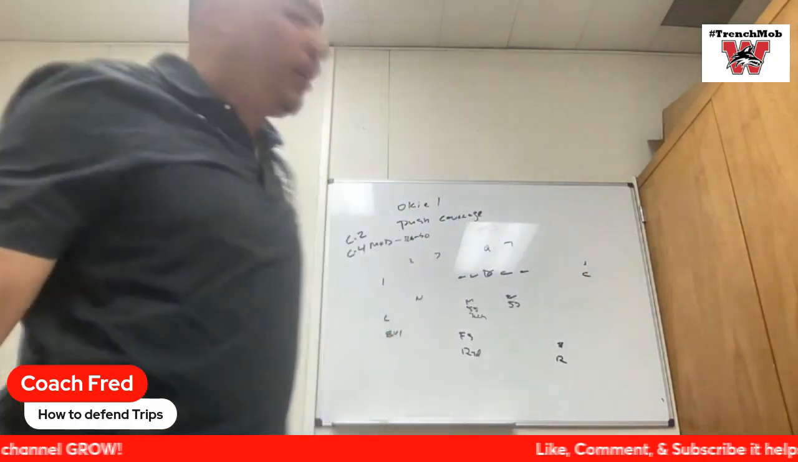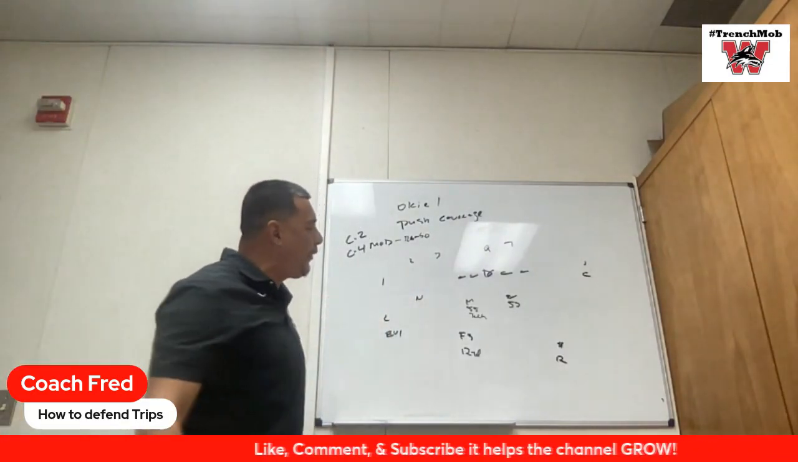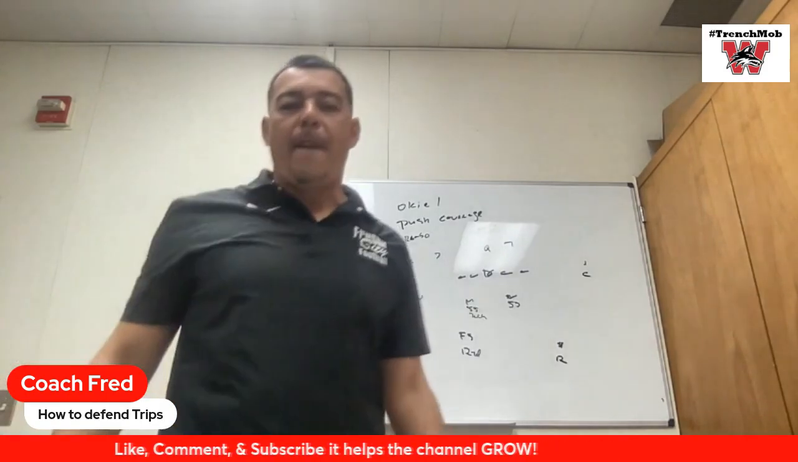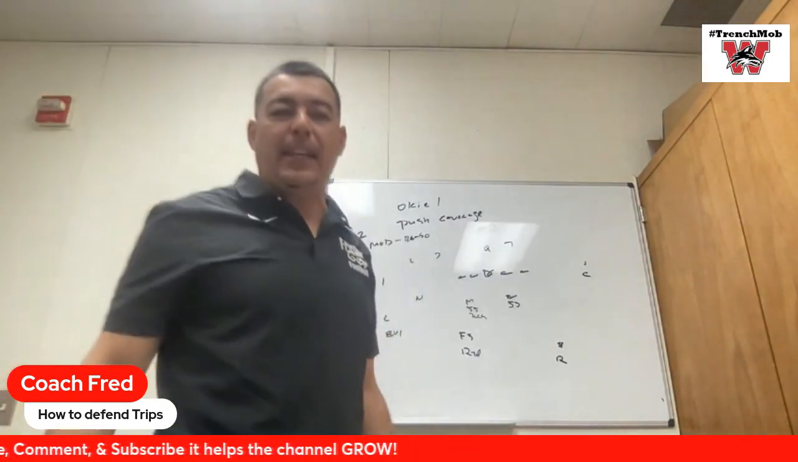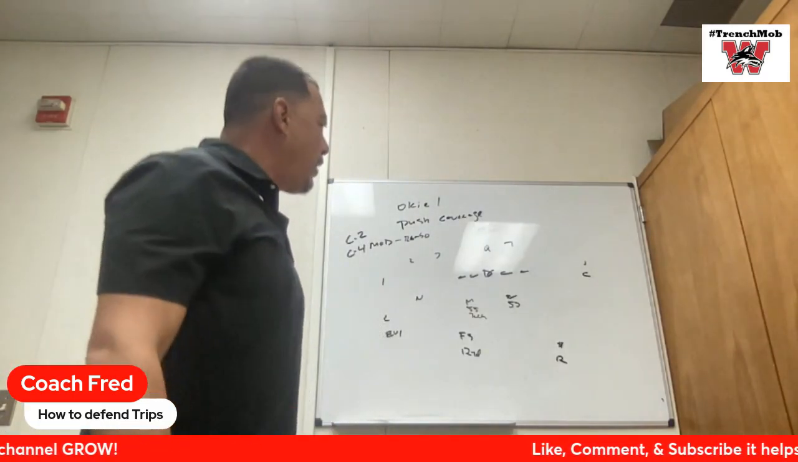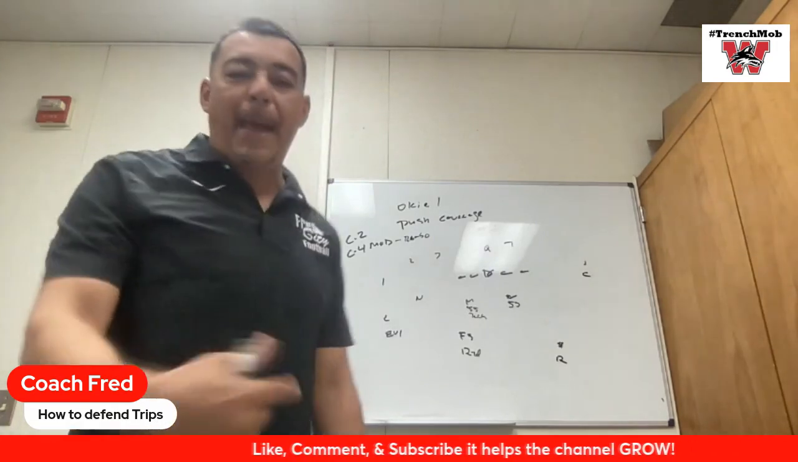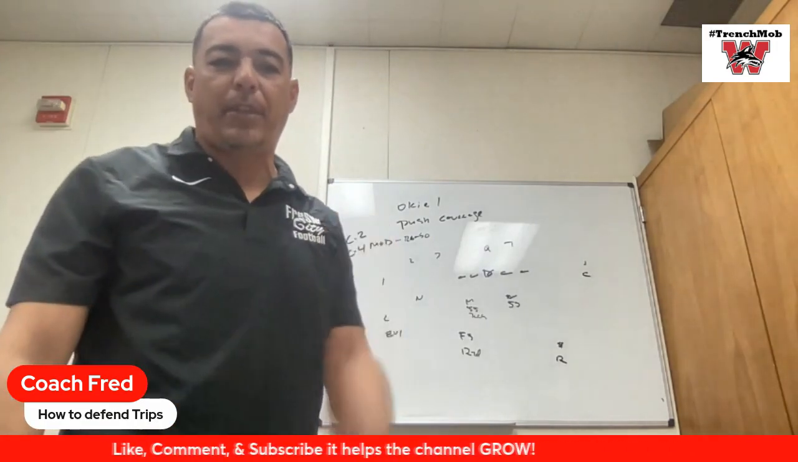Okay, press man. So this is kind of how it looks on the whiteboard. We got three detached receivers, regular 10 personnel. There is no detached tight end, so it's not 11P. Strictly 10P, shotgun far. So now our rules. We'll start from the backside of the formation and work to the play side.